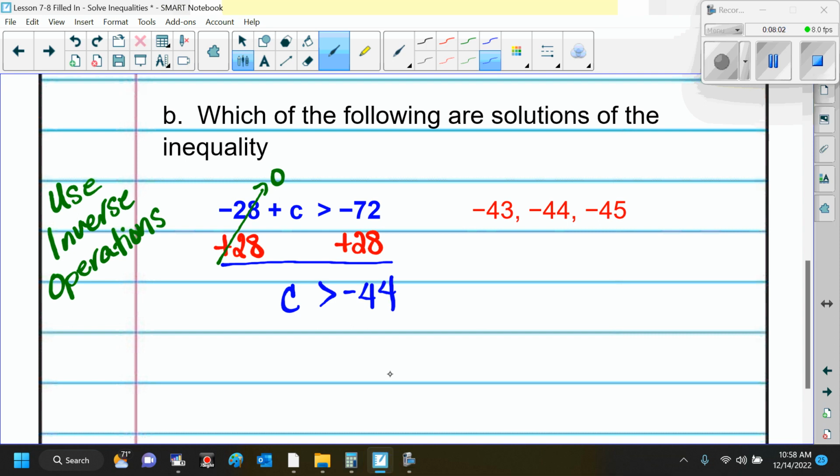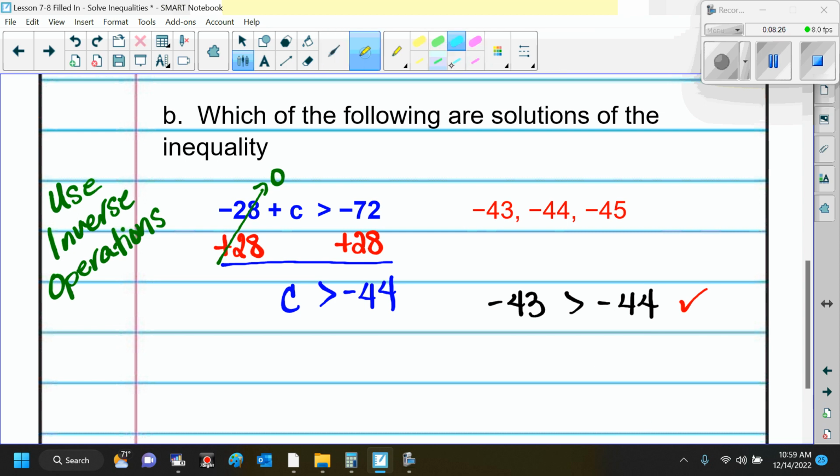So now, all we have to do is choose the values that fit in for c. So, is negative 43, let's write it down. Is negative 43 greater than negative 44? Yes, yes. Remember your negatives? That is a true statement. So, negative 43 is a solution.